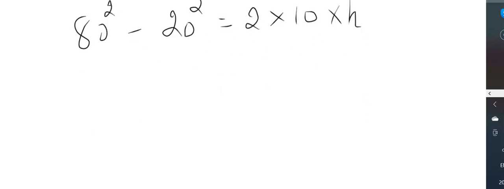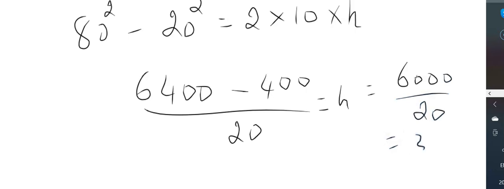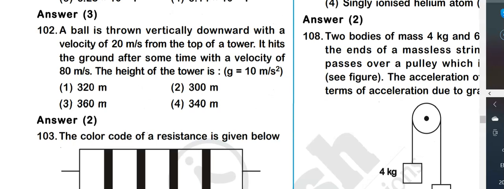Or you get 6400 minus 400 divided by 20 is equal to h. That gives you 6000 divided by 20, which is equal to 300 meters. So we can see that option 2 is the correct answer.